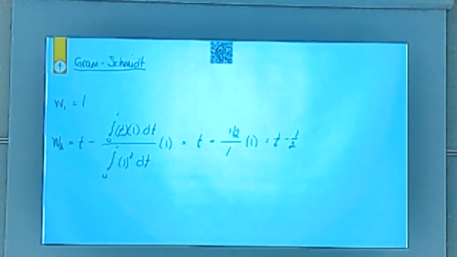The same is true for more generic vector spaces. That's why we can multiply by any scalar we want, other than 0. You multiply by any non-zero scalar and still have an orthogonal vector. Multiply your vector by 2. There's our W2, 2t minus 1.